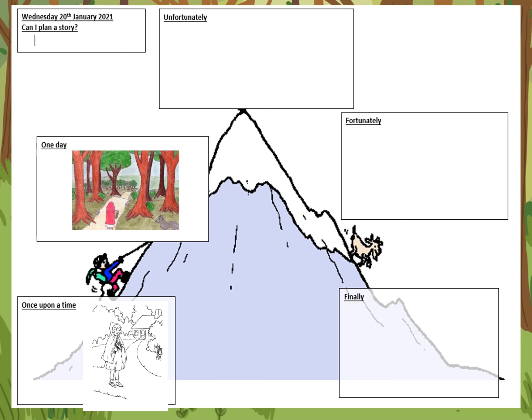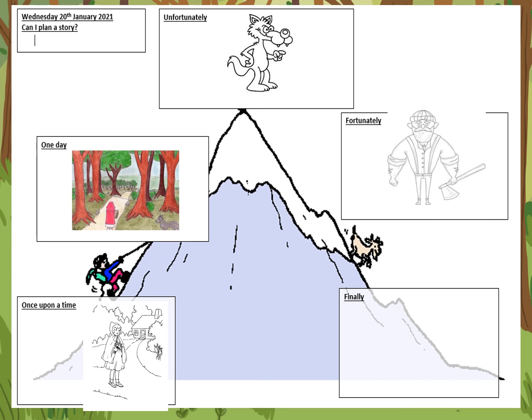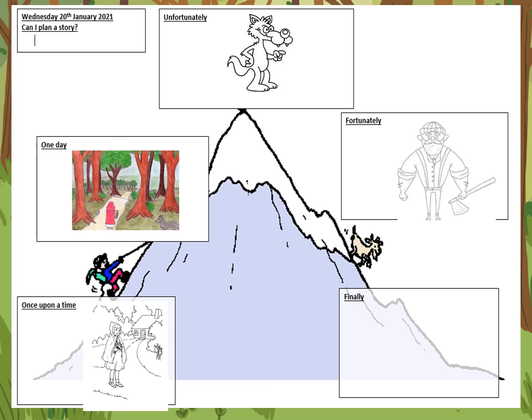Okay, next box, unfortunately. What's the problem in our story? Pause the video here and have a think about it and then press play when you're ready for the answer. Yeah, we need the wolf because the wolf is the problem in our story. Unfortunately, she met a wolf. Next box, fortunately. How do we solve the problem of the wolf? There we go. There's the woodcutter. The woodcutter solves the problem of the wolf. Fortunately, the woodcutter scared the wolf away.